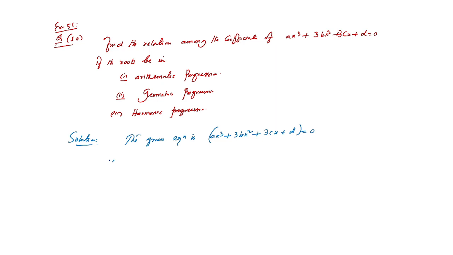Since the roots are in FP, but before that, let the equation be of degree 3, so let alpha, beta, gamma be the roots of equation star. Then we have the relation: alpha plus beta plus gamma will be minus 3b by a.